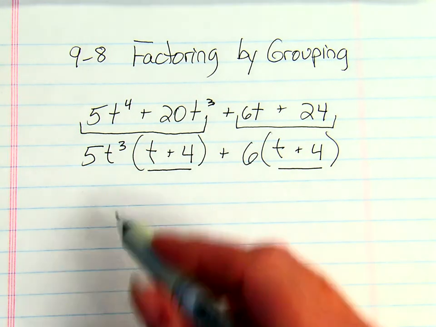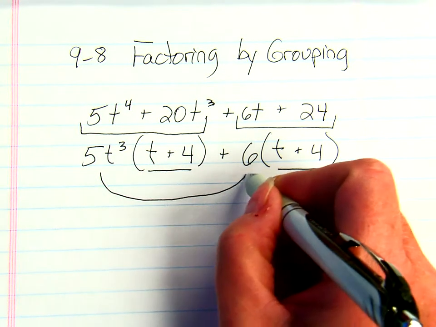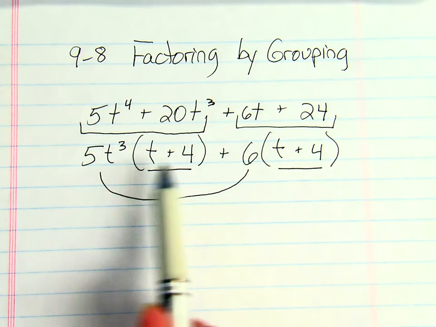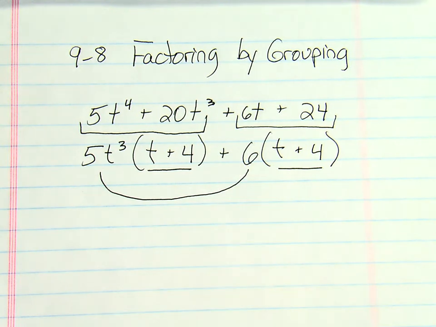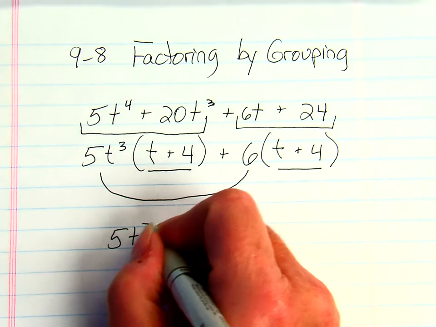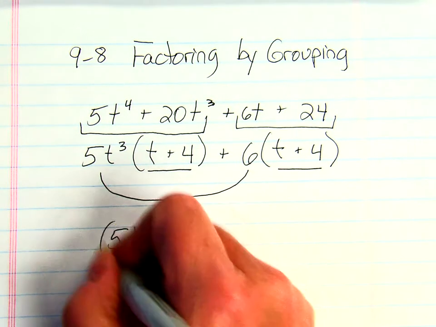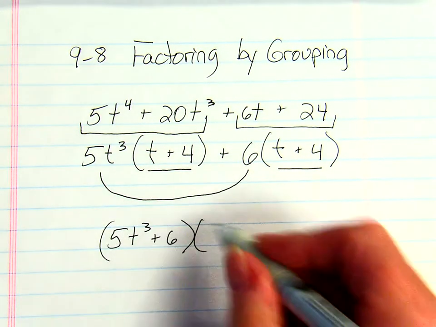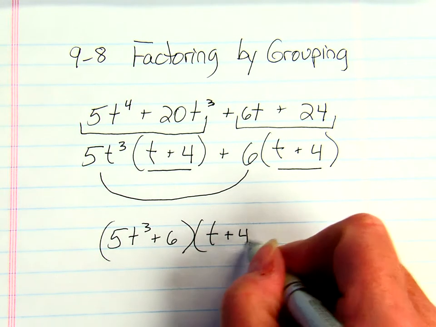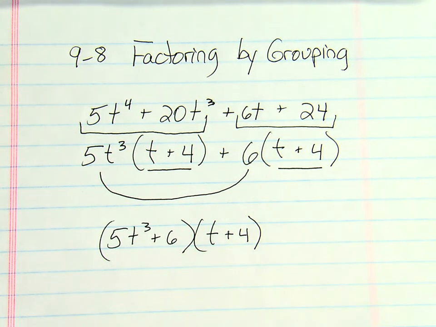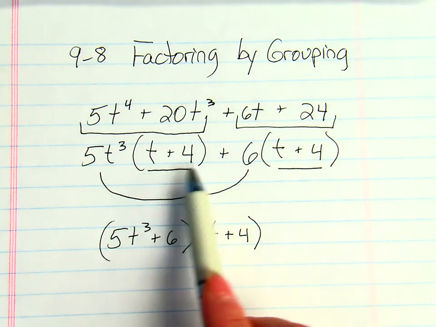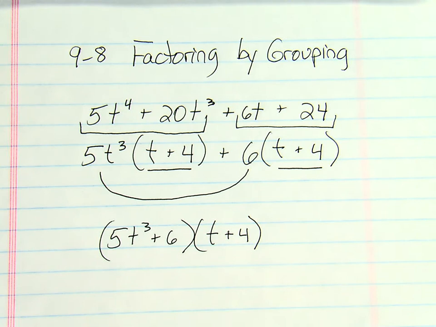So what we now do is we take and we group this monomial and this monomial to create another binomial. So what I have at the end of this is 5t cubed plus 6 times t plus 4. And I only need one of them, because what you're seeing here is the distributive property. So all I've done is separate this out to distribute it to each item within that parentheses.